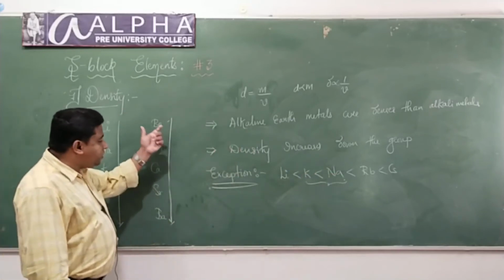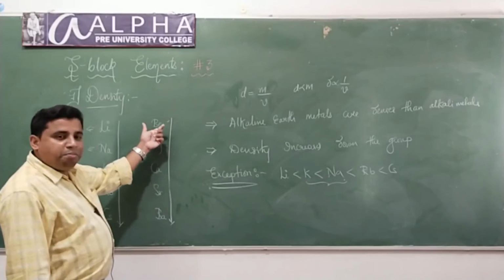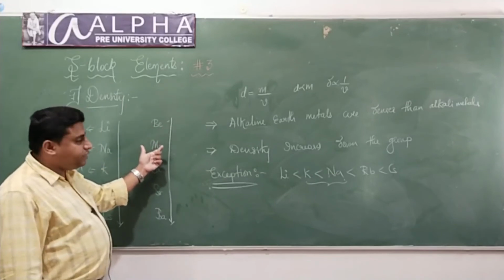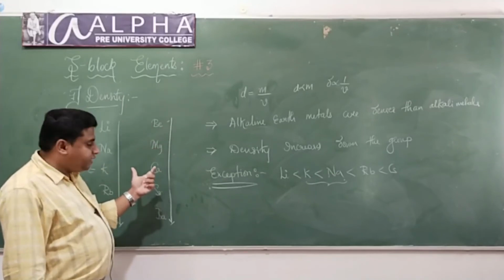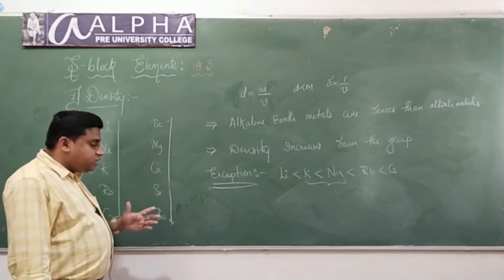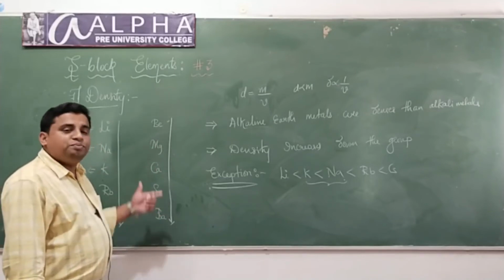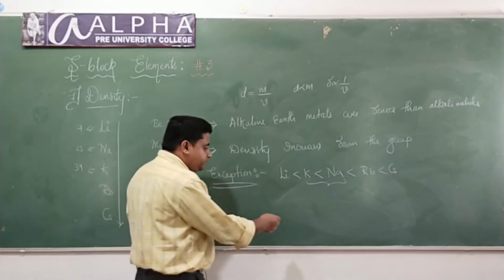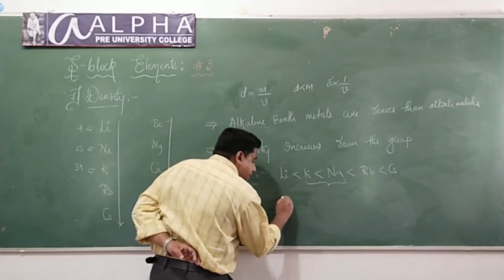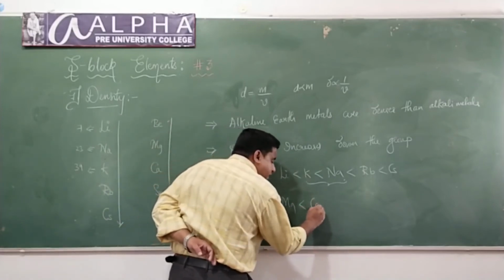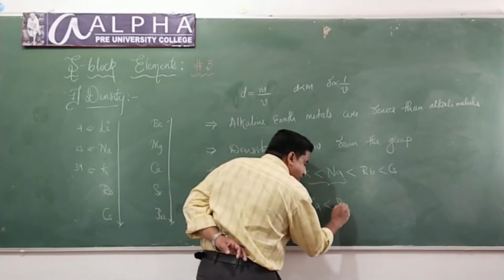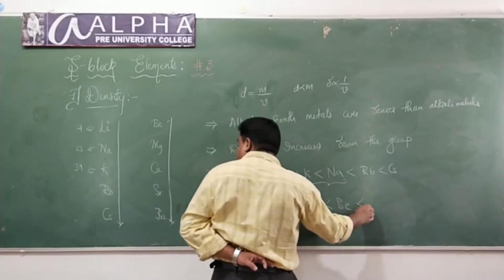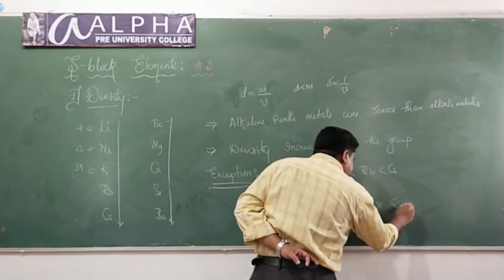Next, how about in alkaline earth metals? Beryllium to magnesium, density should increase. Magnesium to calcium, it should increase. Calcium to strontium, it should increase. Strontium to barium, it should increase. But here also there is an exception. What is it? Density increases from beryllium to magnesium, magnesium to calcium, and then from calcium to strontium, and then barium.